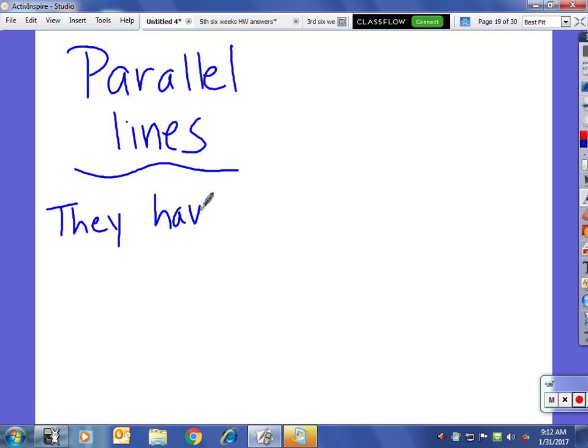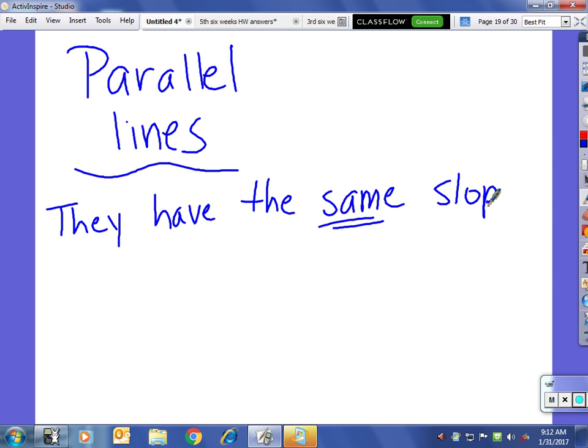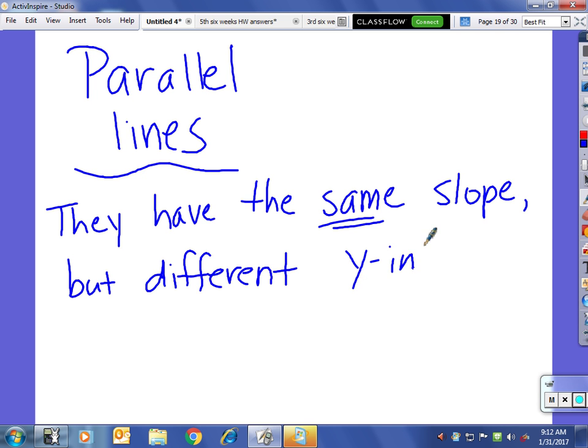They have the same slope. I want you to write this in your notes. But different y-intercepts. What if they had the same y-intercept? Well, it's the same line. If they have the same slope and the same y-intercept, then they are the same line. So they have the same slope in common, but they definitely have different y-intercepts.